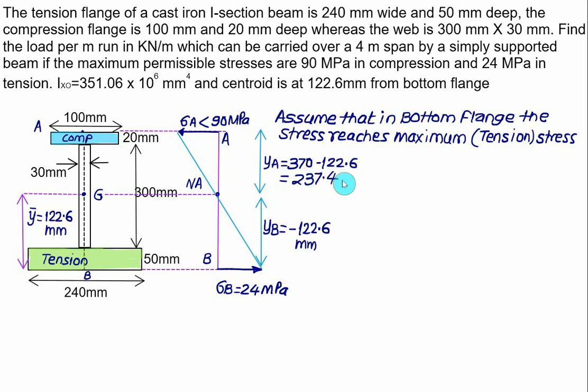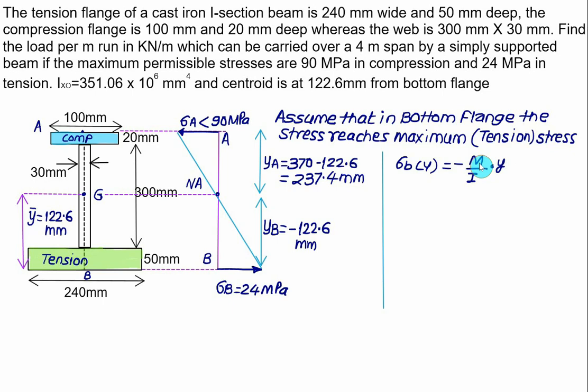237.4, that will be in mm. Using this we can calculate the stress at point A by similar triangles, and we'll confirm here this value is less than 90. Now the bending stress sigma b, which is a function of y, is given as minus M divided by I multiplied by distance y.